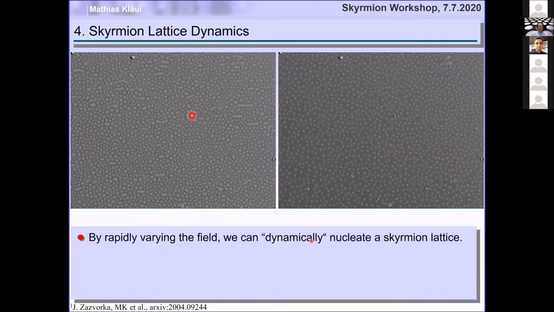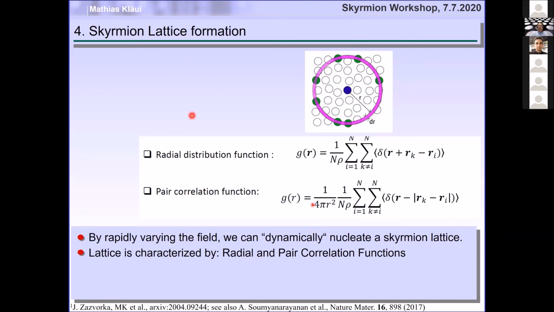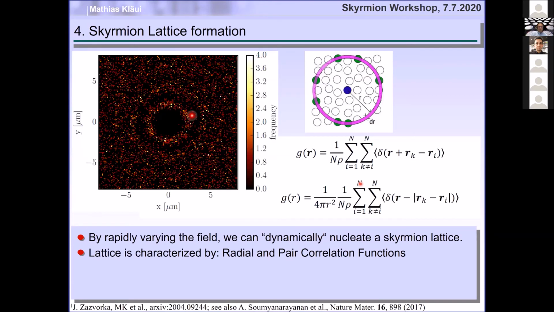We can characterize these lattices and the amount of ordering by the so-called pair correlation function, which is given here. And then we can do an FFT to see that, okay, here we have indeed these rings which correspond to the first nearest neighbors and next nearest neighbors, and then maybe you can see a third ring as well. This allows you to characterize the ordering of our Skyrmions.